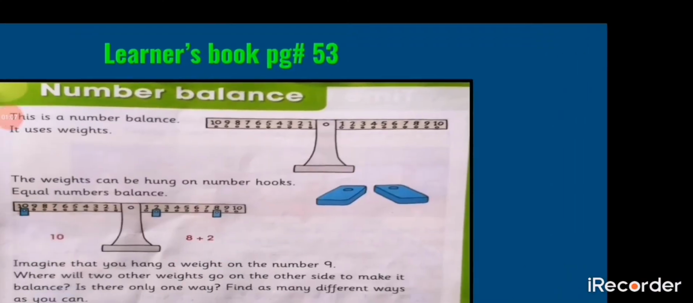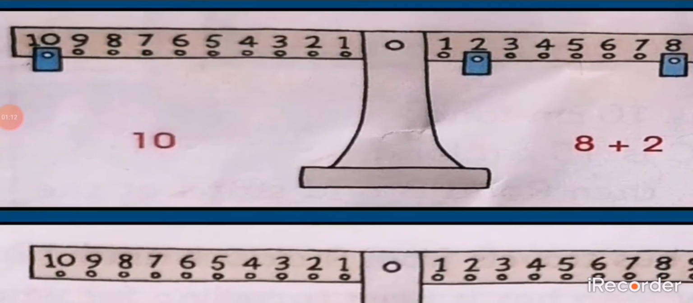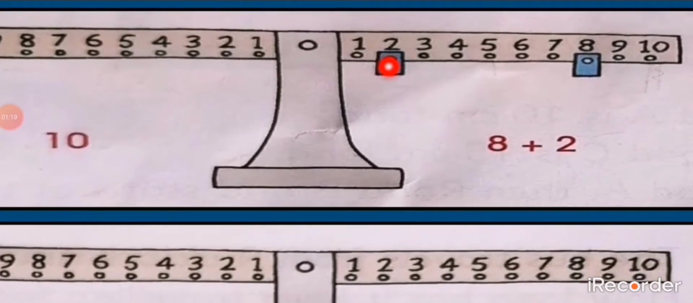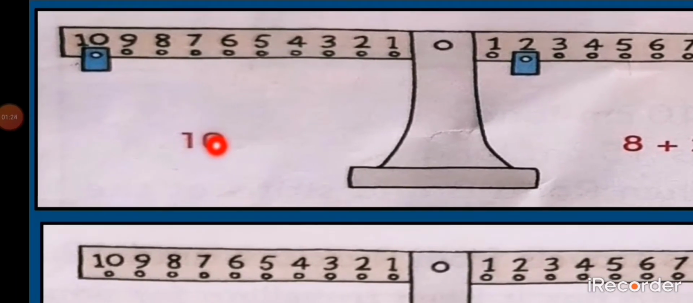Now we can show this example here. Let me tell you. Look at that. On one side, the weight is hung on number 10, and on the other side, the weight is hung on number 2 and number 8. Why? Let me tell you. On one side, there is number 10. It means we have to balance 10 on the other side. We have to find the equal balance on the other side. So you can say it's a game of number pairs of 10s. So you can find any two number pair of 10s to balance this side.